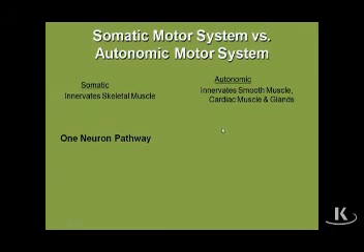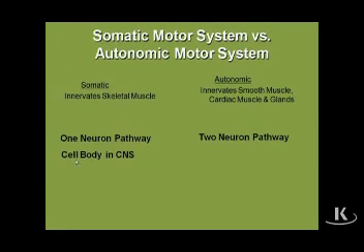In contrast, the pathway to innervate smooth muscle, cardiac muscle, and glands by the autonomics is a two-neuron pathway, in which case the first neuron leaves the central nervous system. It doesn't innervate the end organ, but rather it innervates the second neuron. The second neuron then innervates the end organ.